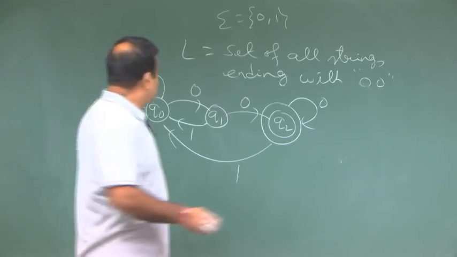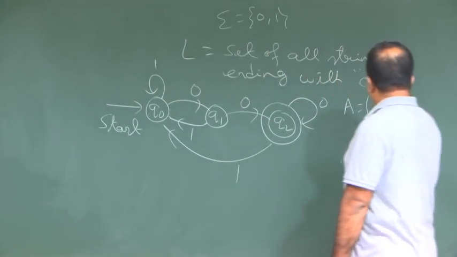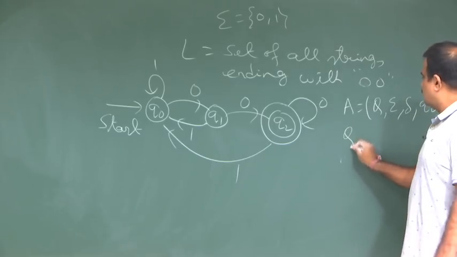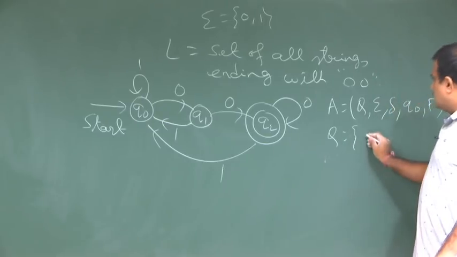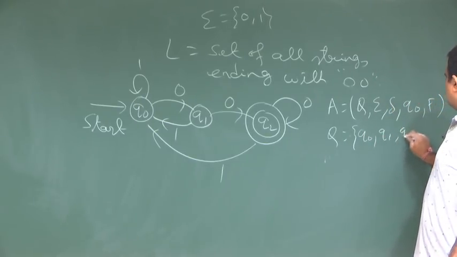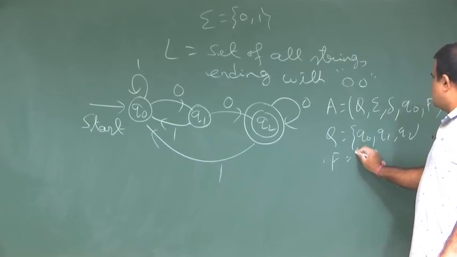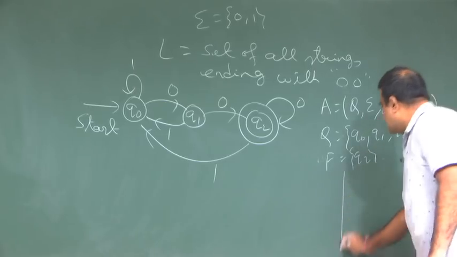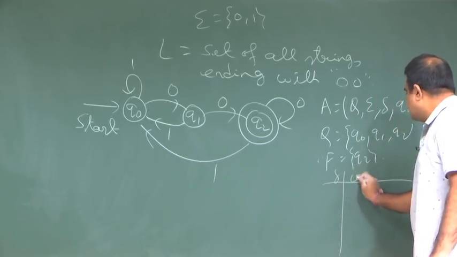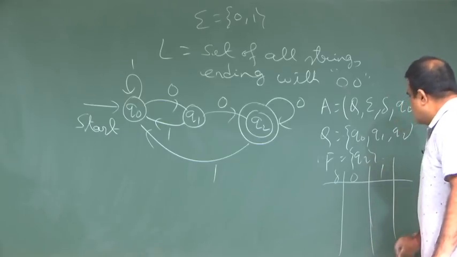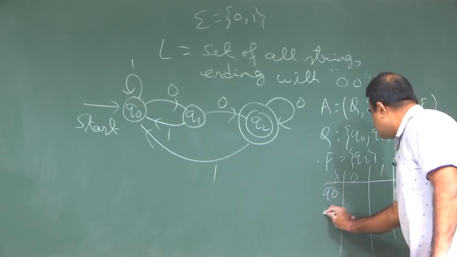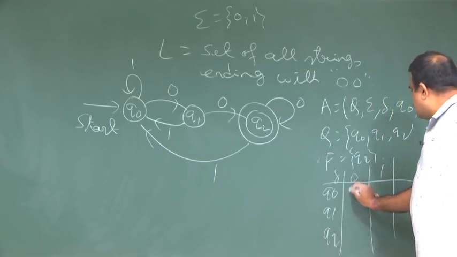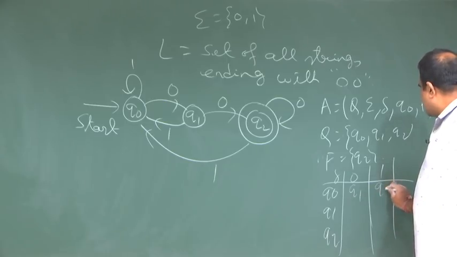So, what is our A? A is Q, sigma, delta, Q 0, F. Q consists of 3 states: Q 0, Q 1, Q 2, and F is nothing but Q 2, the final state, and sigma is 0 1. What is delta? We have 2 inputs, 0 and 1, and states Q 0, Q 1, Q 2. From Q 0, if we see a 0, we go to Q 1, and if we see a 1, we remain at Q 0.